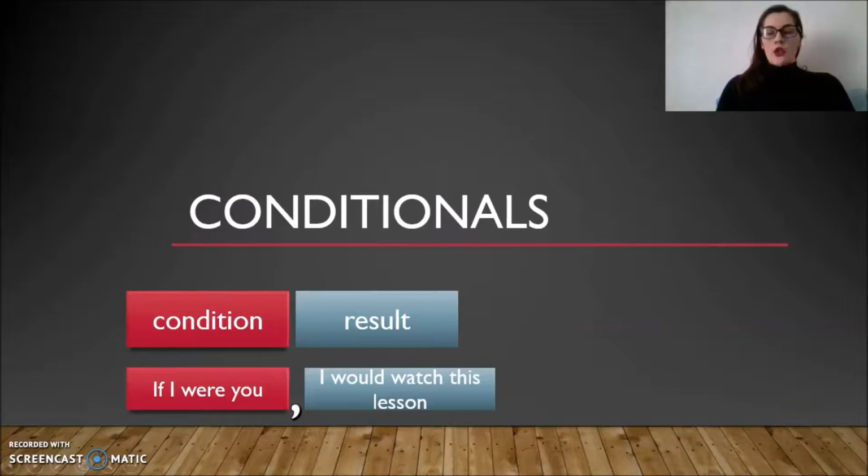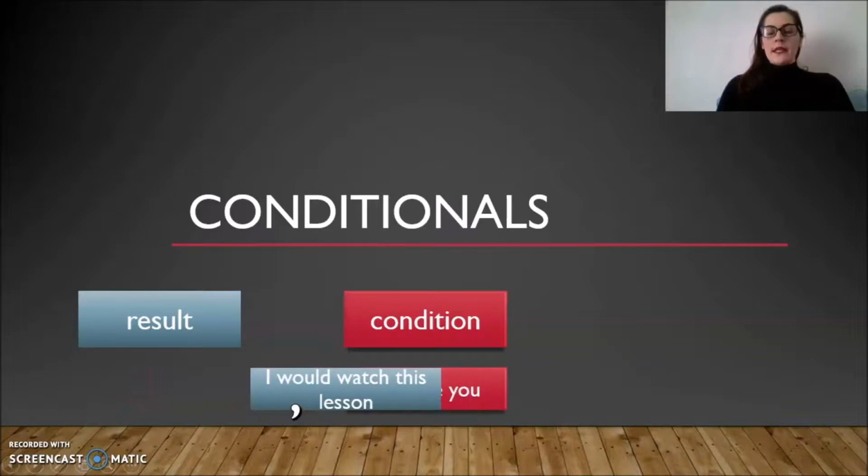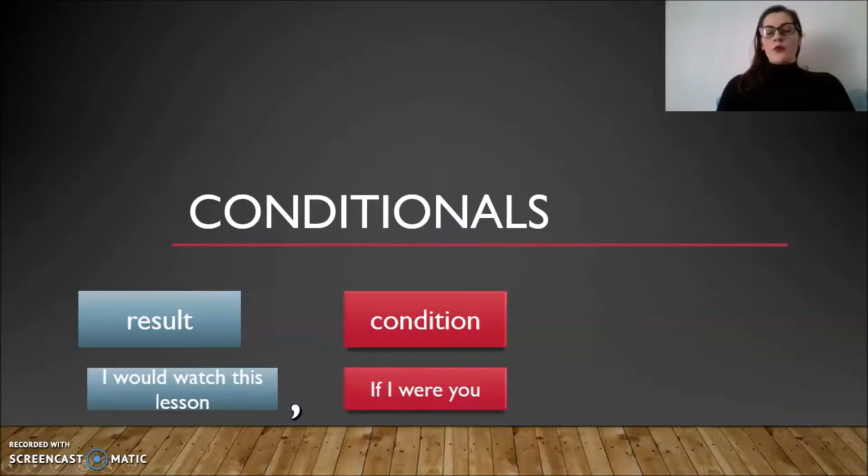But condition and result can swap places. So we can have the result first and then the condition second. And here we have to pay close attention to the punctuation, because if our if clause is first, then we have a comma to separate the two clauses. But if we swap the places and we say, "I would watch this lesson if I were you," then we don't need a comma anymore.